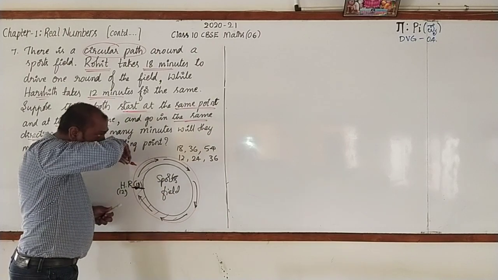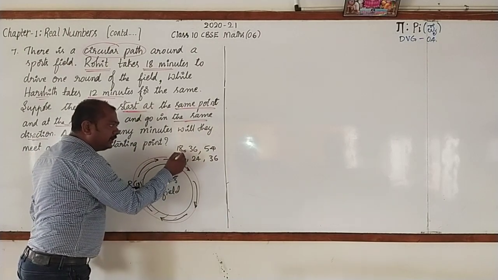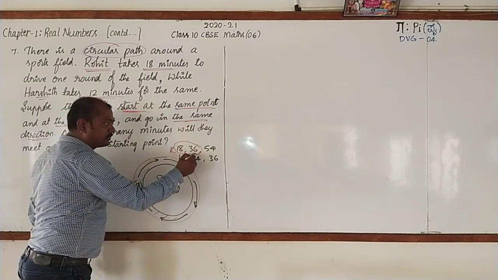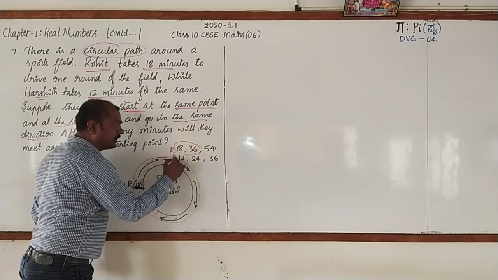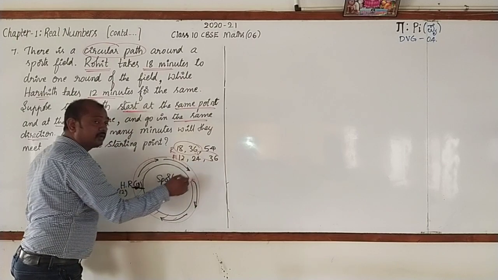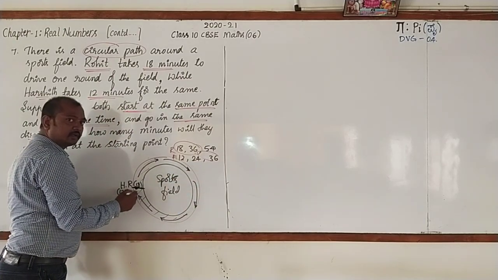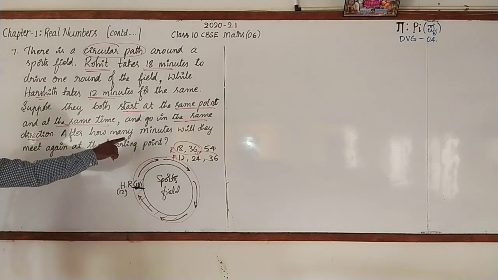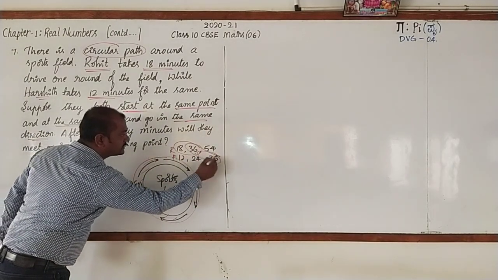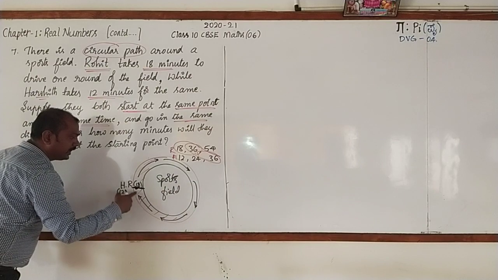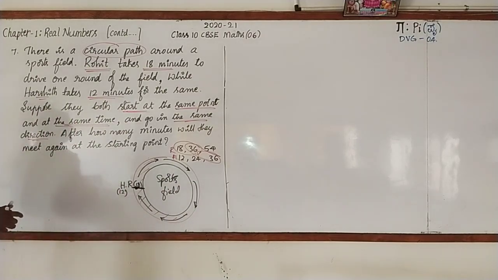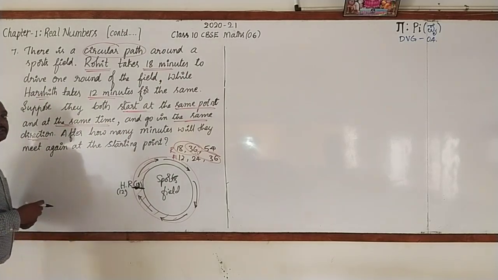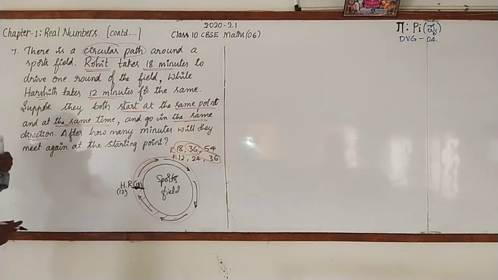Now see that. By the time Rohit completes two rounds, at the same time Harshit will complete three rounds. Clear? Now after how many minutes? After 36 minutes, both will meet again at the same point. As it is being multiplied, it belongs to LCM. We will go for finding LCM.